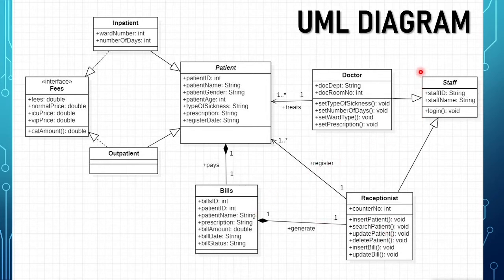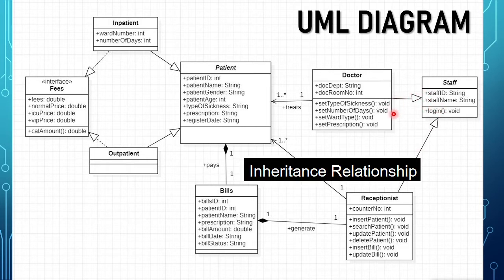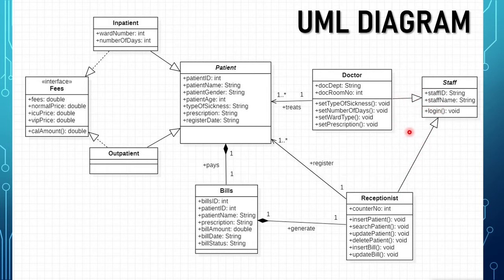Next, let's talk about the staff. Staff have 2 attributes, which are staff ID and staff name. Staff have one login method. Staff is an abstract class. Receptionist and doctor are derived from staff. It shows that staff have an inheritance relationship with receptionist and doctor. It states that the receptionist and doctor have the same attributes and methods as the staff.